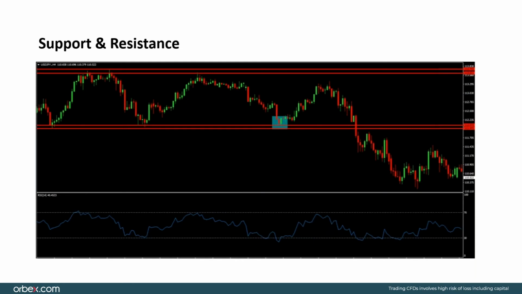So the RSI indicator then is simply measuring the strength of price moves, and once the indicator moves up to this upper threshold, it's identifying momentum as overbought and vulnerable to a reversal lower. And when the indicator moves down to this lower threshold, it's identifying momentum as oversold and vulnerable to a reversal higher.